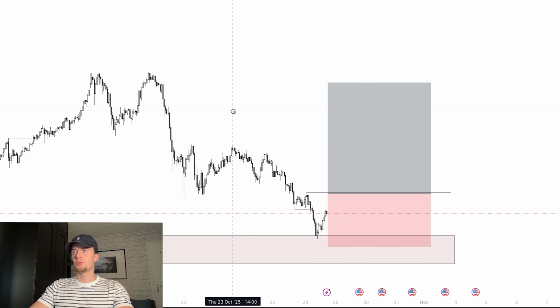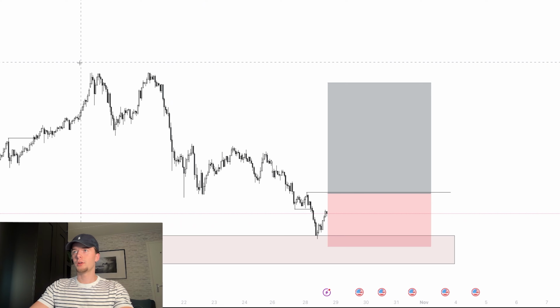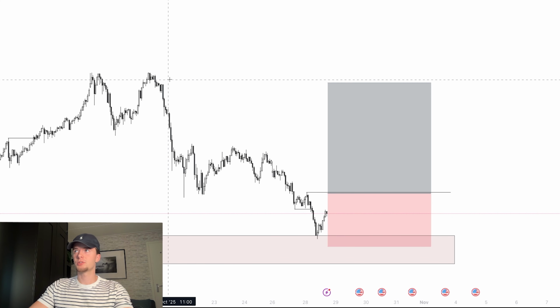So we now have an entry and we have a stop loss, but the one thing remaining is a take profit. So we need to look for a take profit. On this chart we can see that over here we got our all-time high for gold. Over there, that's not somewhere that I want to take profit. Why? Because there's not a lot of liquidity resting above.